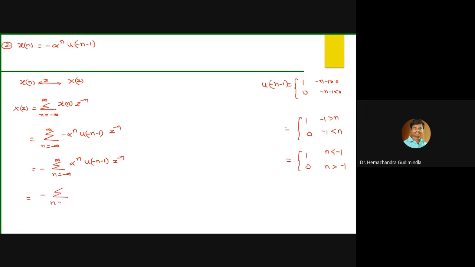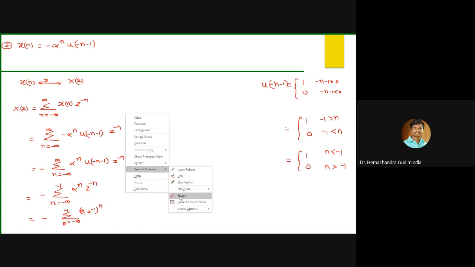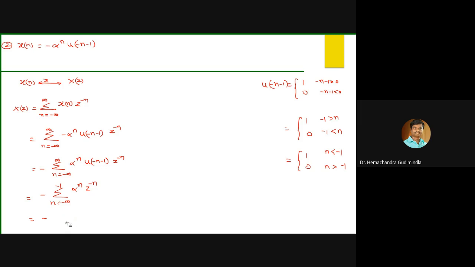It is nothing but your limit will become minus summation n equal to minus infinity to minus 1. Your limit will become u of minus n minus 1, which is nothing but summation n equal to minus infinity to minus 1 alpha power n into z power minus n. Now minus summation n equal to minus infinity to minus 1 alpha into z power minus 1 whole power n. Now if you look at here, what is the n limit? Minus infinity to minus 1.